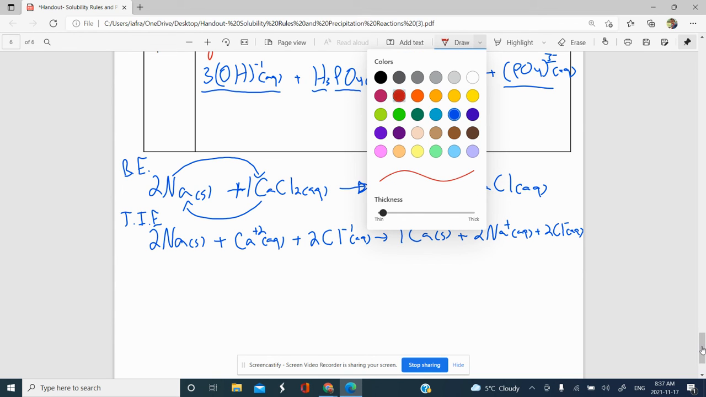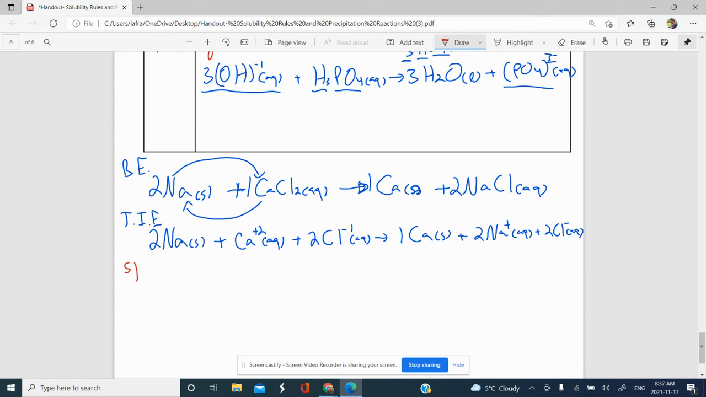So we can write a net ionic equation. So spectator ions: what appears on both sides unchanged? Well, it looks like we have the chlorine, or chloride, I should say. So that's a spectator ion, Cl⁻(aq). Everything else changed in some way. The sodium is now sodium plus 1, and the calcium plus 2 is now calcium solid. So they appear on both sides, but they're different.